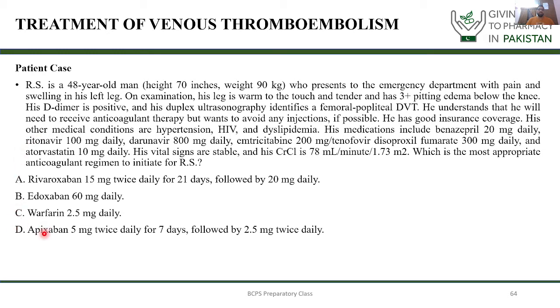So the remaining option is apixaban. As we know, the apixaban standard therapy is 10 milligram twice daily, and then we change to 5 milligram twice daily. But here they gave the option of 5 milligram twice daily for 7 days, and then followed by 2.5 milligram twice daily. This is correct because the patient is using the cytochrome P450 inhibitor. In that case, we have to reduce the apixaban dose, as they reduce here to 5 milligram twice daily instead of 10 milligram twice daily. So option D is the correct option for this patient.